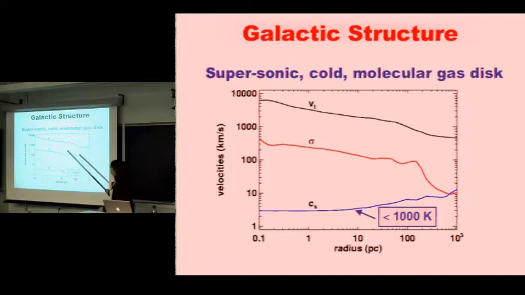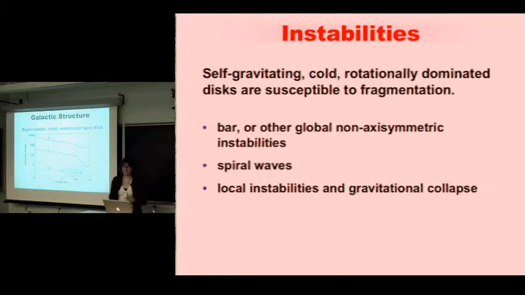VT is the rotational velocity. Well, it's the tangential component of velocity, which is approximately the circular velocity in our case. It can be shown that for different geometry disks the circular speed is not exactly the Keplerian speed, but it's close. It's the same slope anyway.